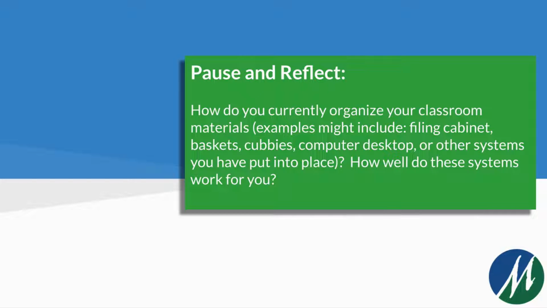So before we get started, it's important to think about our current organizational system. So in the space provided in the training, I would like you to answer the following question. How do you currently organize your classroom materials? Examples might include filing cabinet, baskets, cubbies, computer desktop, or other systems that you have put into place. And I'd also like you to reflect on how well those systems work for you. And when you're done, come on back here after you submit your answer, and we'll take a look at how Google Drive might be helpful for you.